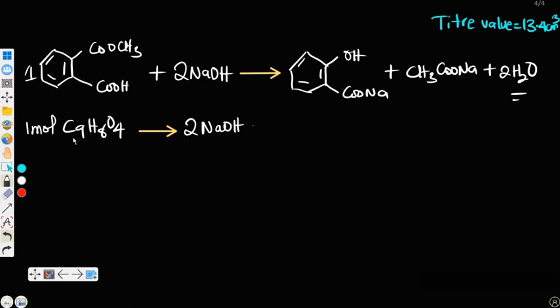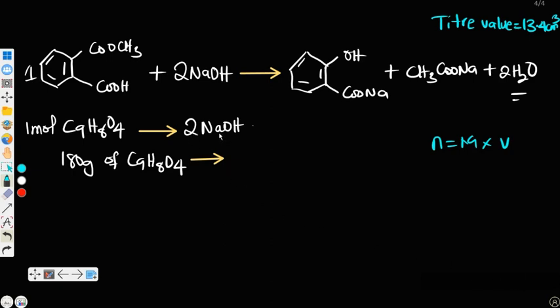C9H8O4. Carbon is 12. So calculate that. Total is 180 gram of C9H8O4 reacting with 2 moles of sodium hydroxide. Now, what did we say concerning this? We say the number of moles is usually molarity times volume. So this will give us 2 moles of sodium hydroxide.